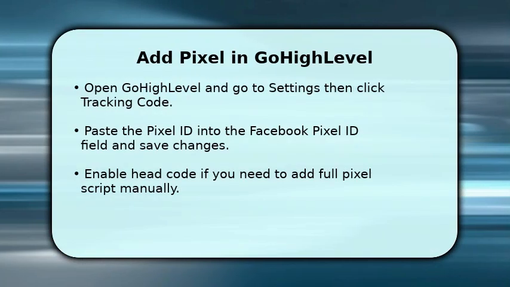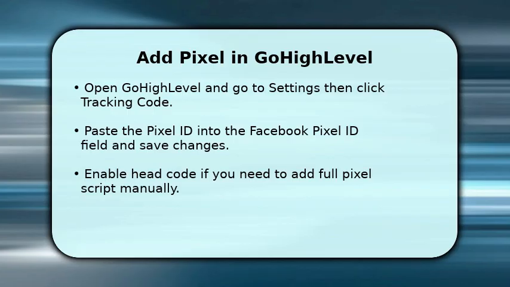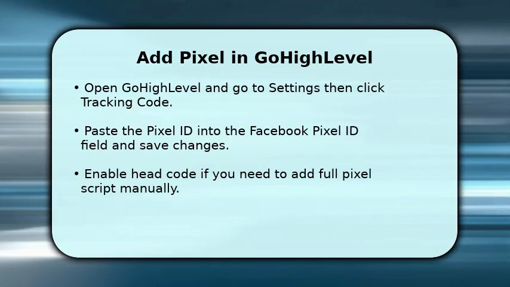Now we add the pixel inside GoHighLevel using the pixel ID you copied. Open GoHighLevel and go to Settings, then click Tracking Code. Find the Facebook Pixel ID field and paste the pixel ID from your clipboard. Click Save to apply the pixel to your account globally.